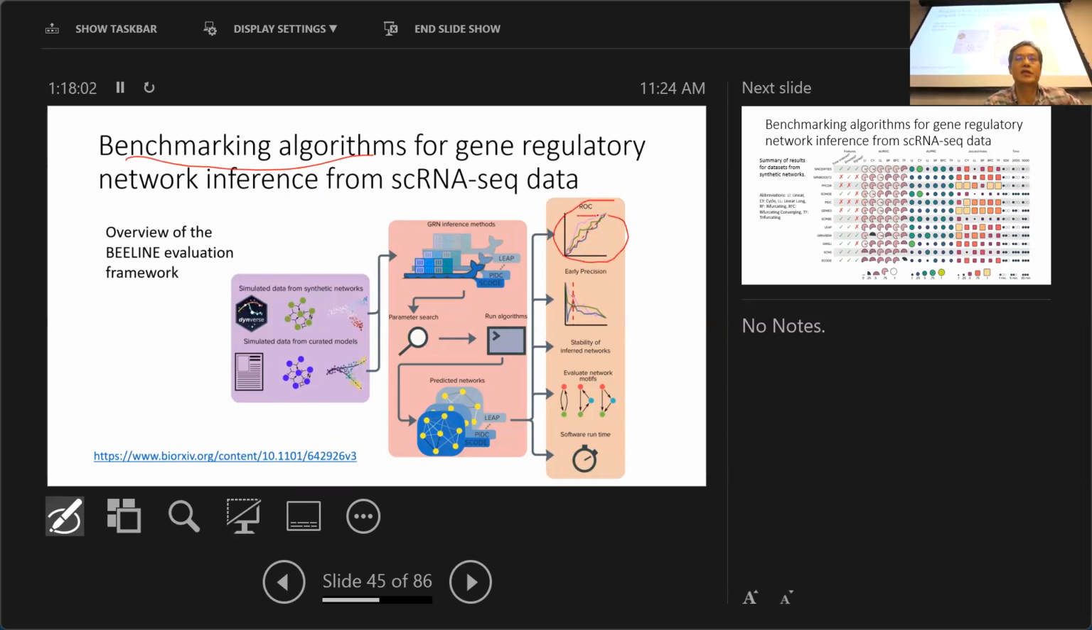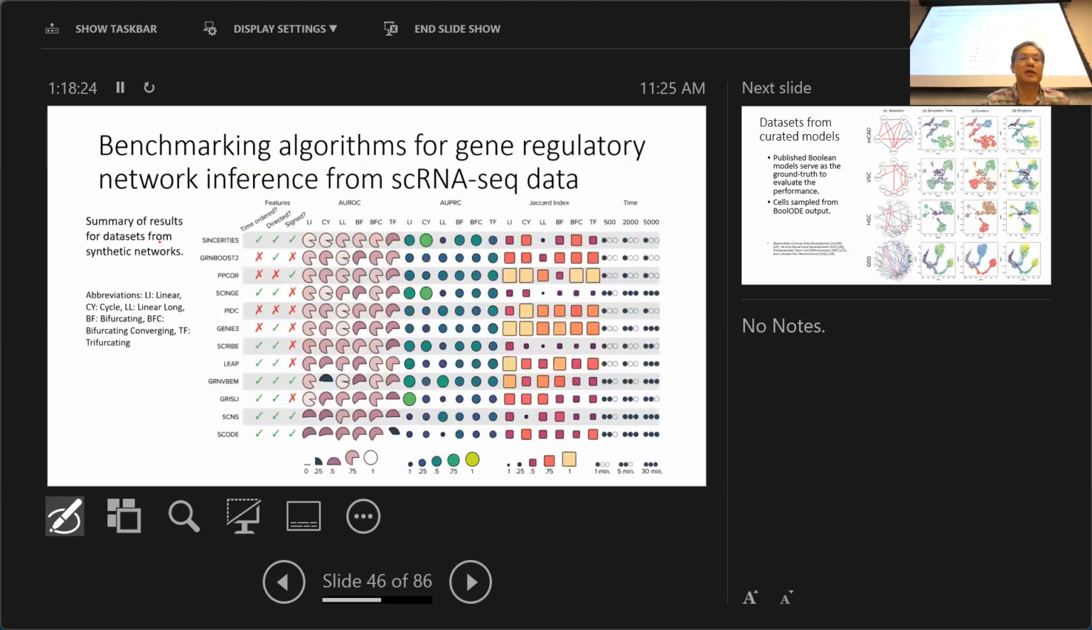The ROC curve helps you understand the accuracy and the specificity of the construction, and for other methods we also consider the running time. So this study is called the B-line evaluation. So they call it the B-line study. This framework compares the performance of many different algorithms for single cell gene regulatory network construction.